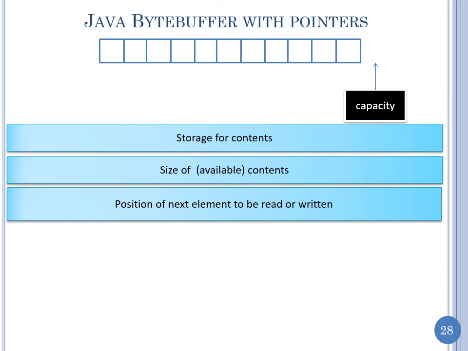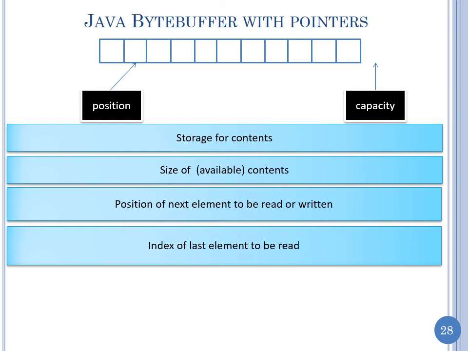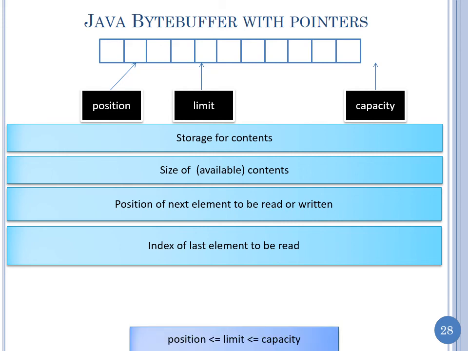Position is the position of the next element to be read or written. So you're either writing to the ByteBuffer or reading from the ByteBuffer. That's the position. When you're reading, then you need to know what the limit is, how far you should read, because the ByteBuffer may not have been filled to capacity. So there's a pointer called limit, and you always have this relationship: position is less than or equal to limit, which is less than or equal to capacity. So that's a data structure with which you will be working, in fact, in your assignment number 6.